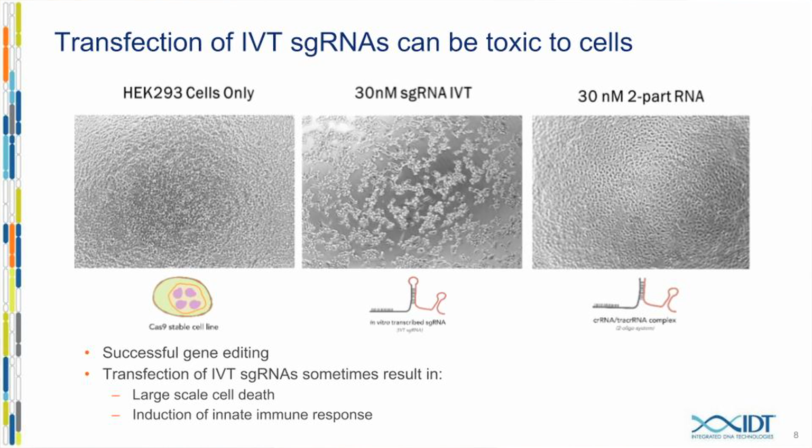Now, the immune side of the equation is really significant. When we began comparing single guide IVTs with the chemical two-part synthesis with chemical modifications, what we began to notice was a lot of dead cells. So a healthy cell culture looks like this. Cells transfected with the IVTs look like this, and cells transfected with the chemically modified RNAs look like this.